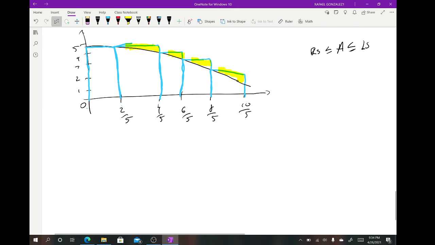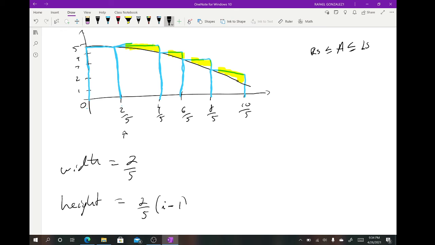Now, because we are working with the same picture, the width is still the same. The width is still 2 over 5. But now the height is not given by 2 over 5 times i, because we are not looking at the right endpoint, we're looking at the left endpoint. It is actually given by 2 over 5 times i minus 1 instead of i.